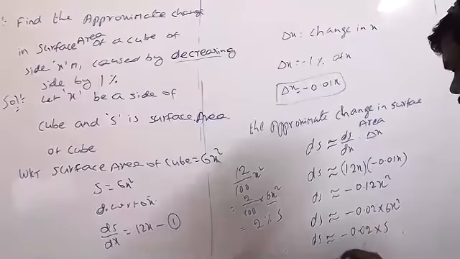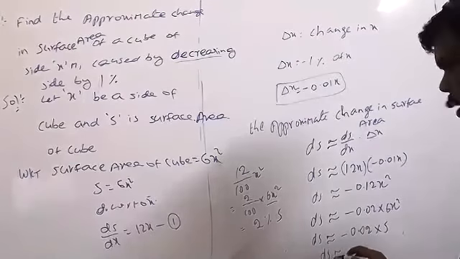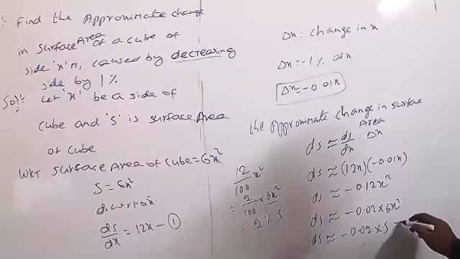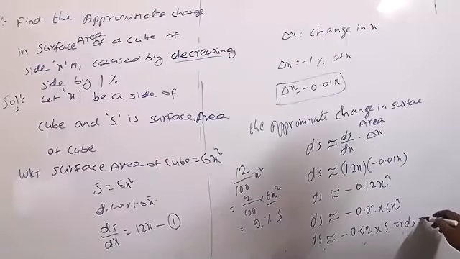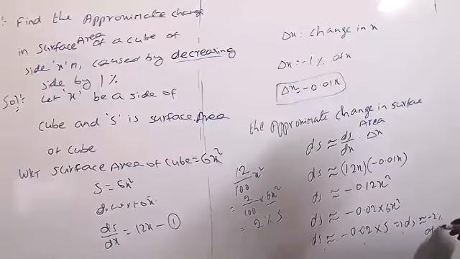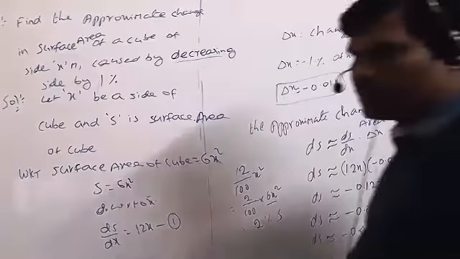Then how much will it decrease? So dS is approximately 2%, meaning minus 2% of the surface area. This is the answer for that.